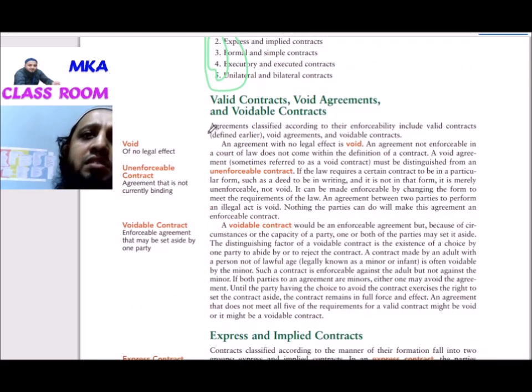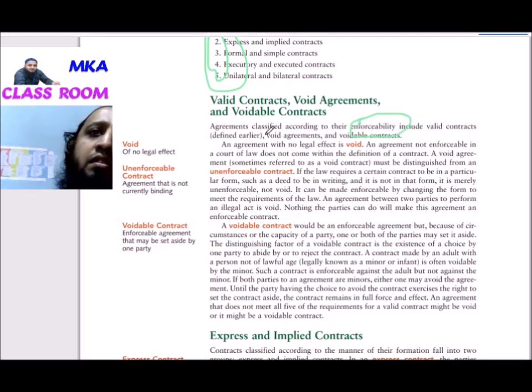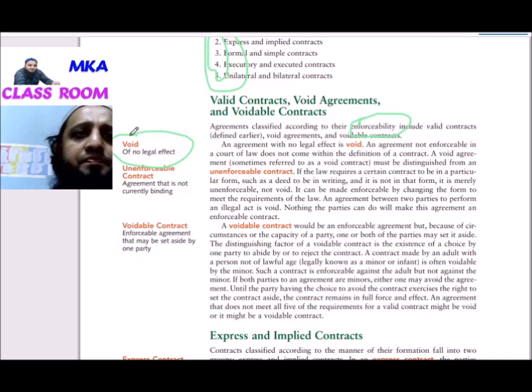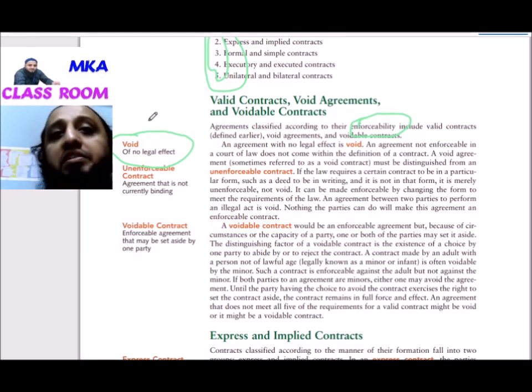Contracts are classified under enforceability. The contracts are void contracts and valid contracts, or enforceable contracts and unenforceable contracts. First of all we have to know what is void. Void: an agreement with no legal effect is void. That means you have a contract or agreement which does not have any kind of legal effect. That is the void.